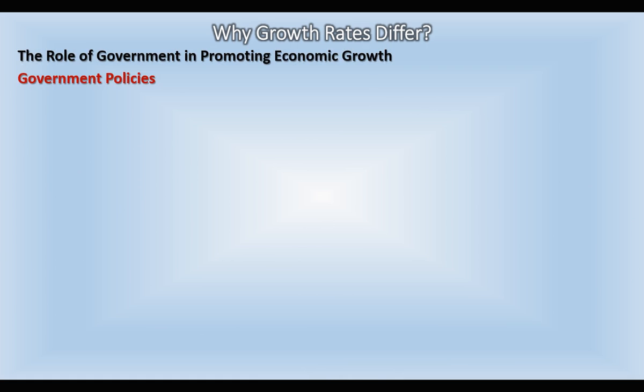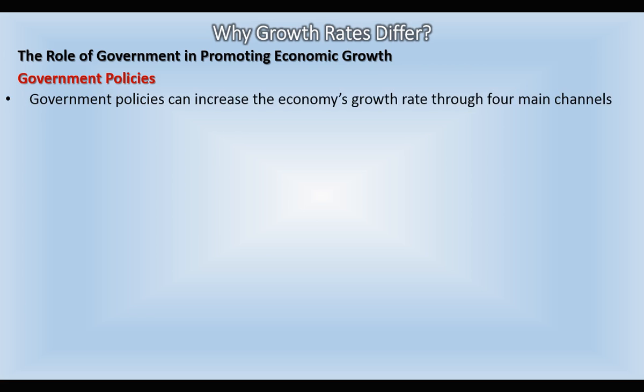The role of government in promoting economic growth. So government policies can help to spur the kind of activities that then are required to increase labor productivity and thus growth. And so let's look at some of these. So government policies can increase the economy's growth rate through four main channels. The first one is through government subsidies to infrastructure.